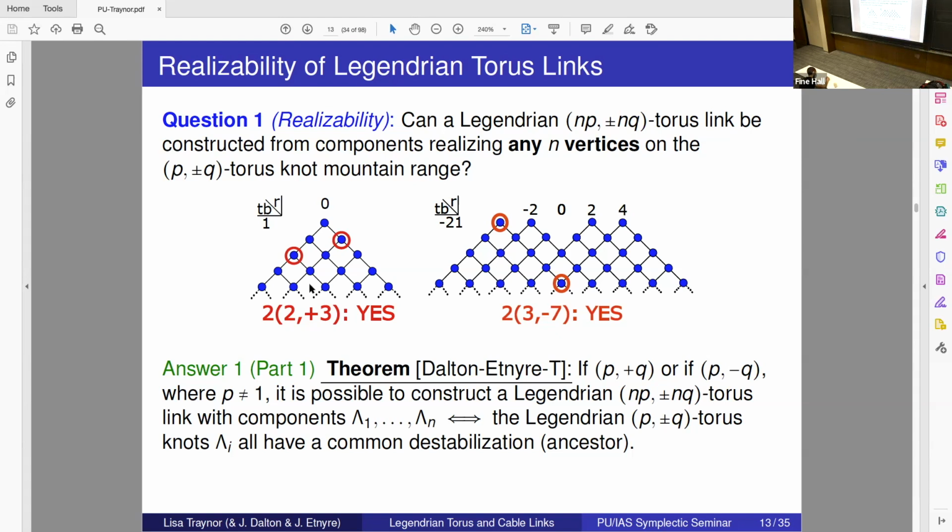And this is where you're positive. In the negative case, I'm assuming that P is not 1. I have to do something a little different when P is equal to 1, so I'll say what the statement is when P is equal to 1.